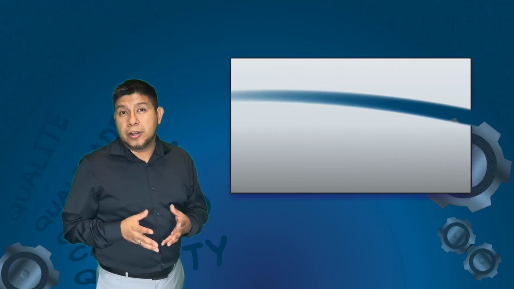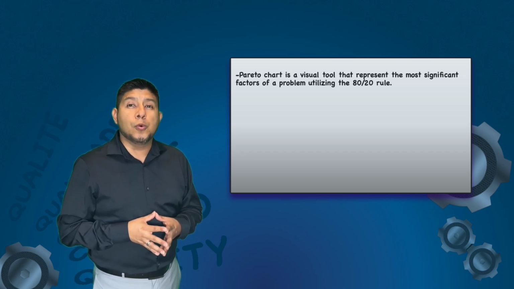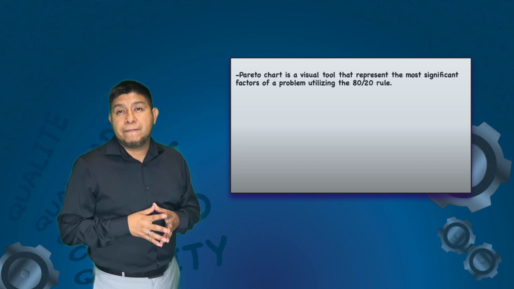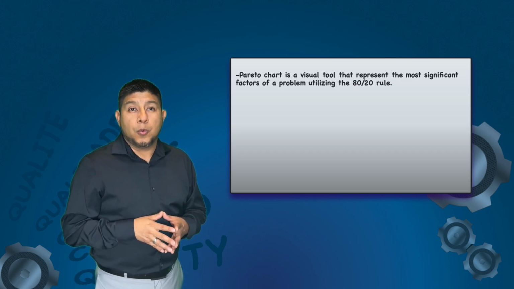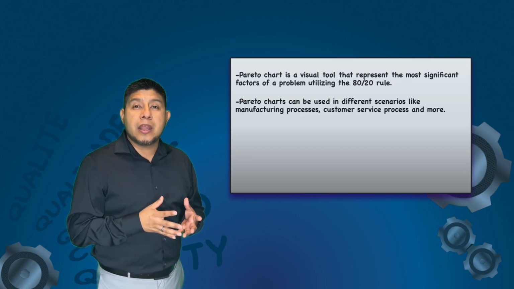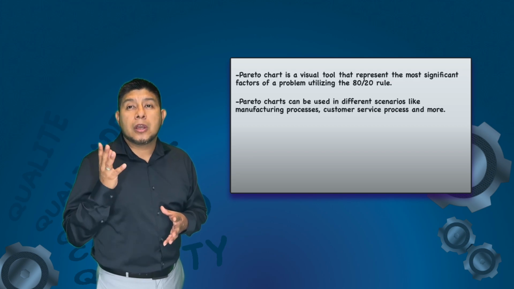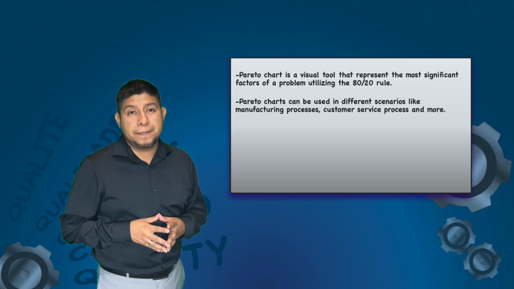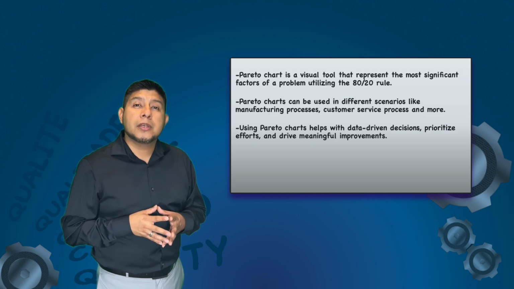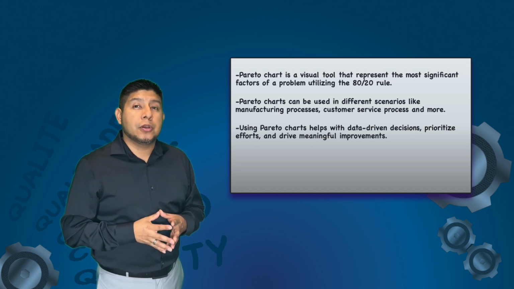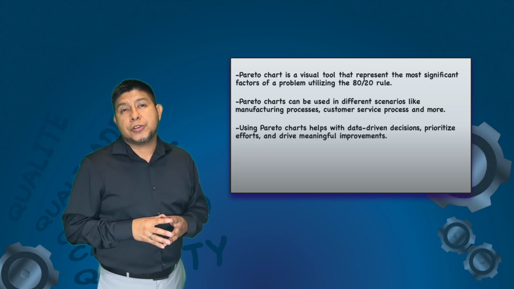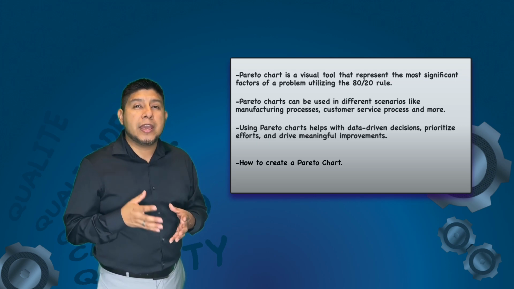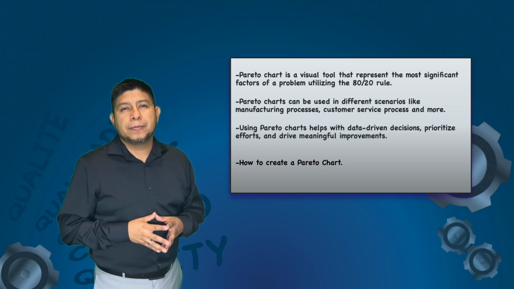Let's do a quick summary of what we just learned. We learned that a Pareto chart is a visual tool that represents the most significant factors of a problem utilizing the 80-20 rule. We can use Pareto charts in different scenarios like manufacturing processes, customer service processes, and more. By using Pareto charts, we can make data-driven decisions, prioritize efforts, and drive meaningful improvement to an organization. And we learned how to create a Pareto chart with an example.